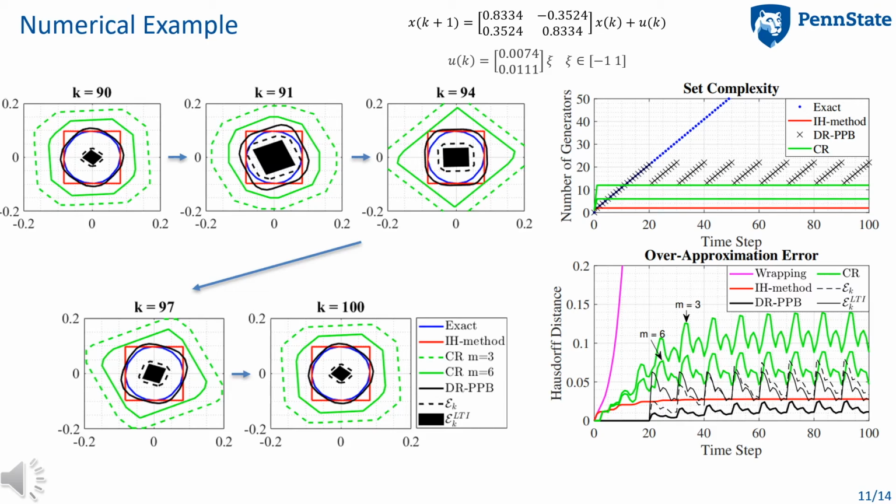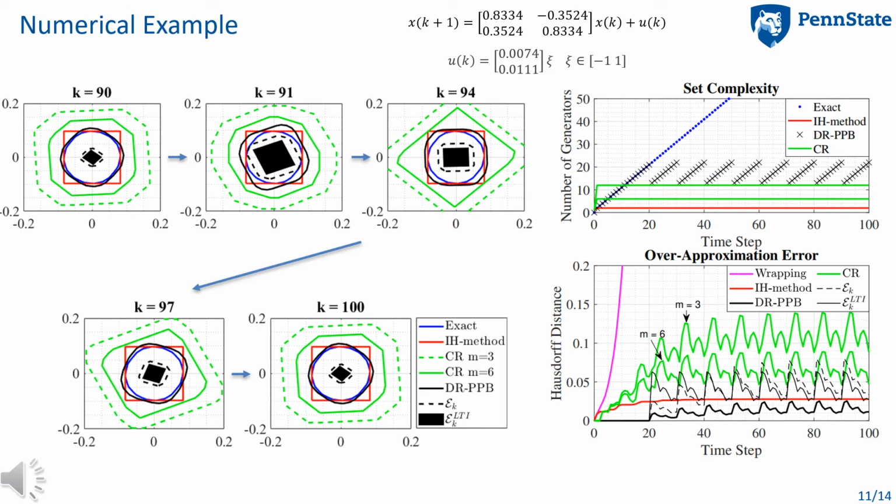The exact reach set is tightly over-approximated by the interval hull method using only two generators, but there is error at the corners. Cascade reduction error appears stable, but its relationship between its tuning parameter and the error is not clear or explicitly bounded until measured.